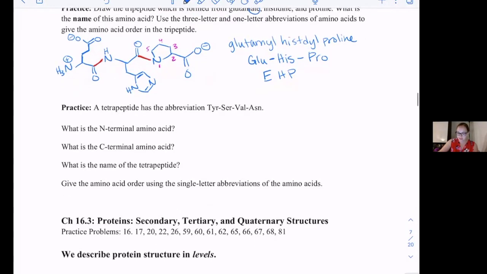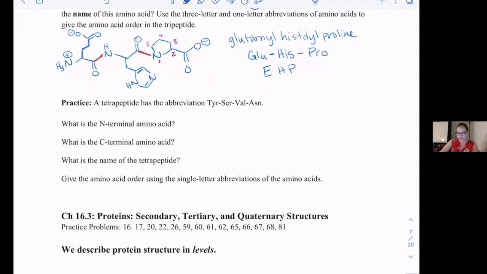Okay, and then we have one last practice problem. A tetrapeptide has the abbreviation TYR, SER, VAL, ASN. Okay, so the questions are, what is the N-terminal amino acid? So remember, N-terminal is where we start. So our N-terminal amino acid is going to be the first amino acid, so it's TYR, tyrosine.